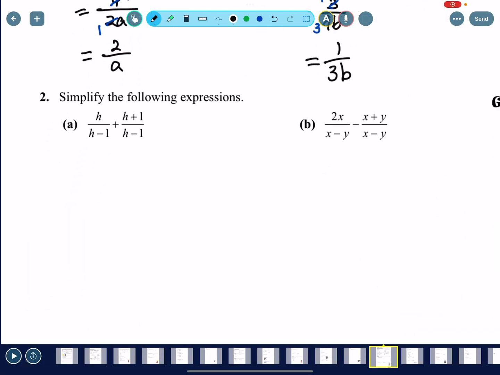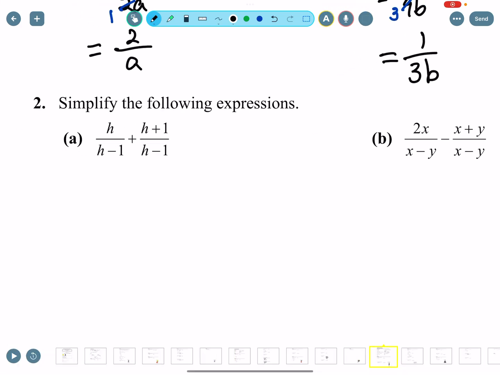And now, this time, it's quite a complicated denominator here, but they're both the same. So the principle is still the same. We can combine them as long as the denominator is the same. We will work on different denominators tomorrow in lesson. So now, we can combine them.